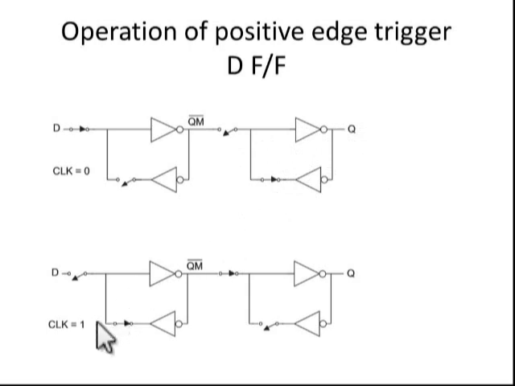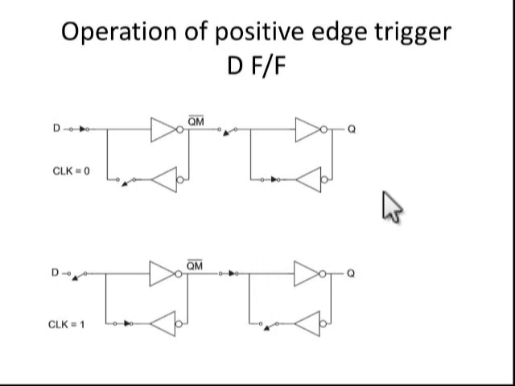Okay. When clock equal to 1, what happened? This switch is closed and this switch is open. So at the moment, at the transition, whatever the data is available, that passes through this switch. So here it gets the D value. Okay.